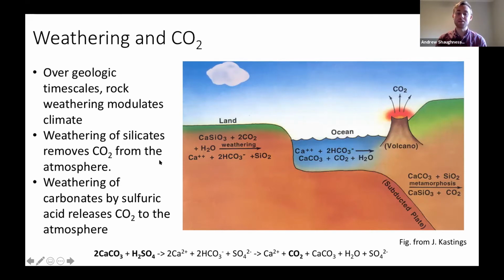One picture that's kind of been neglected in the classic silicate cycle is this idea of carbonate weathering coupled to sulfuric acid. As this reaction shows on the bottom, carbonate being dissolved by sulfuric acid actually releases CO2 back to the atmosphere over these same timescales. And this is a picture that people have been interested in thinking about.